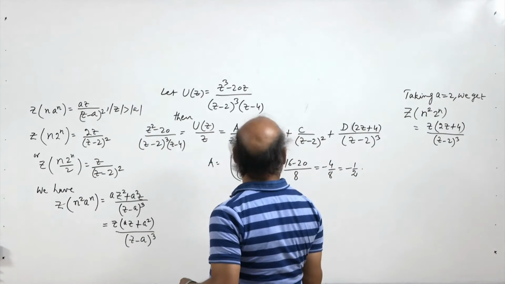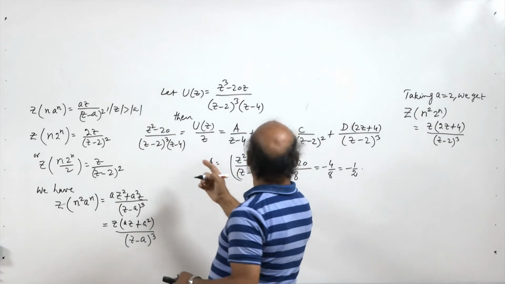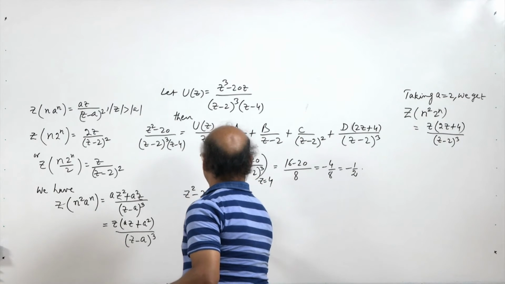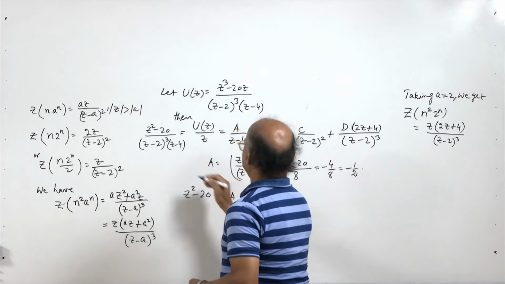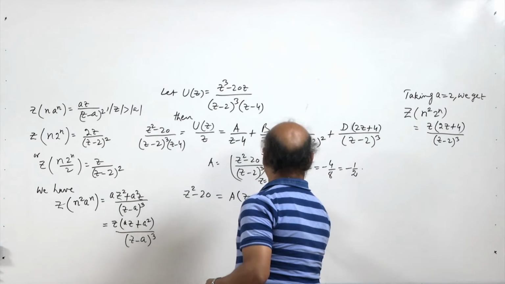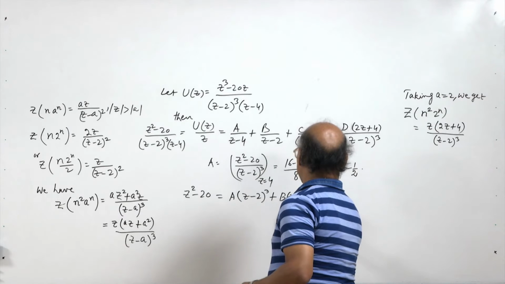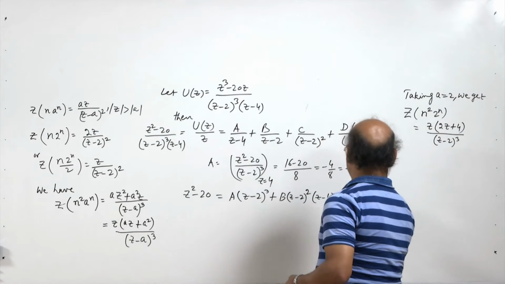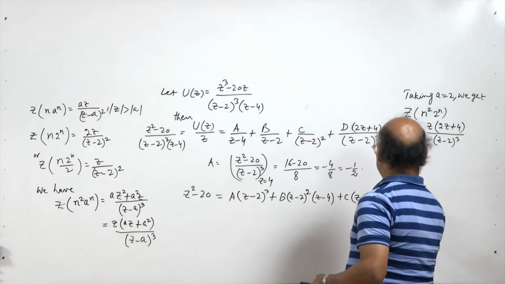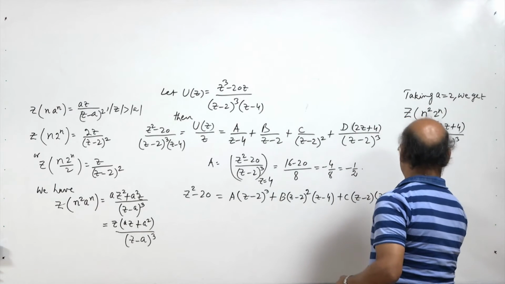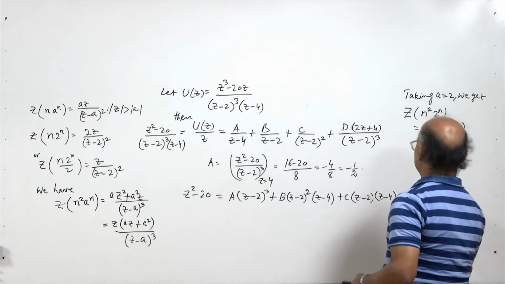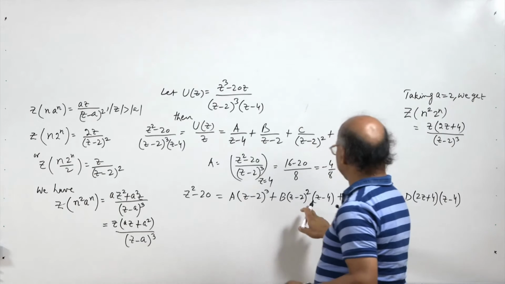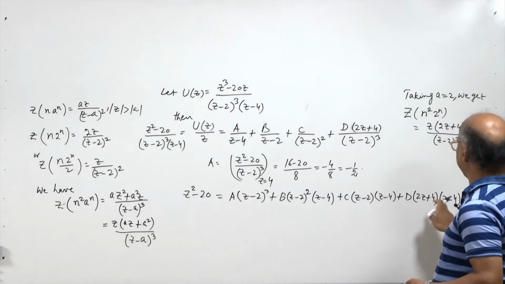So, equating both sides, we can also find the value of d directly. From this equality we write z square minus 20 equal to a times (z minus 2) whole cube plus b times (z minus 2) whole square into (z minus 4) plus c times (z minus 2) into (z minus 4) and d times (2z plus 4) into (z minus 4). Now, you can see that when you take z equal to 2, this term is 0, this term is 0, this term is 0 and this term is non-zero.